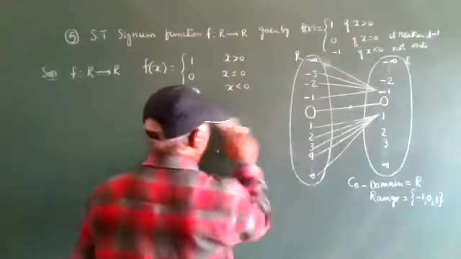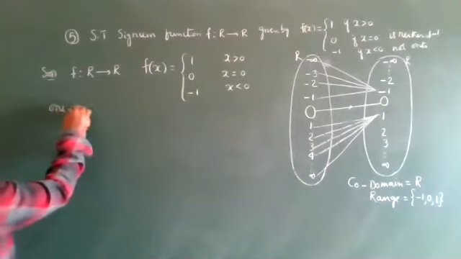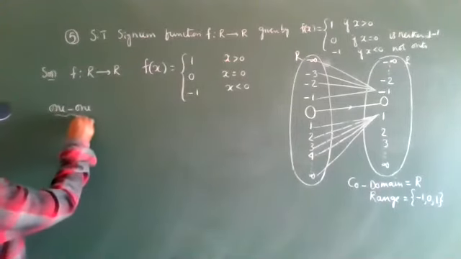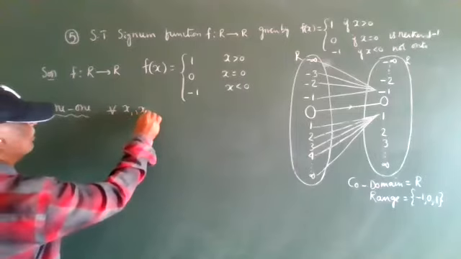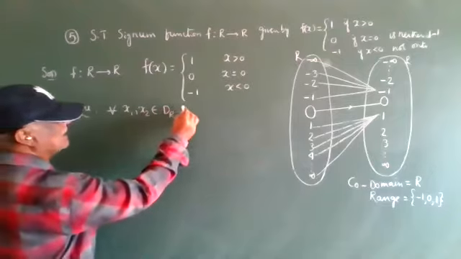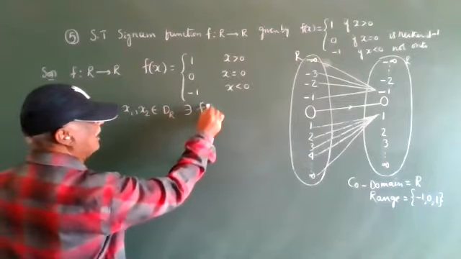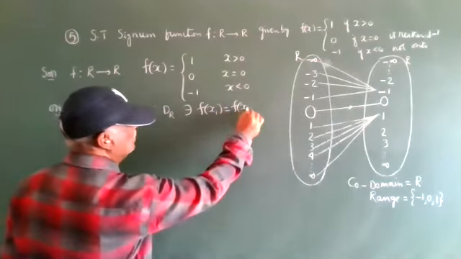How can you write, sir? This is the main part. First write down the one-one function definition: for all x1, x2 belonging to the domain R such that f of x1 is equal to f of x2.